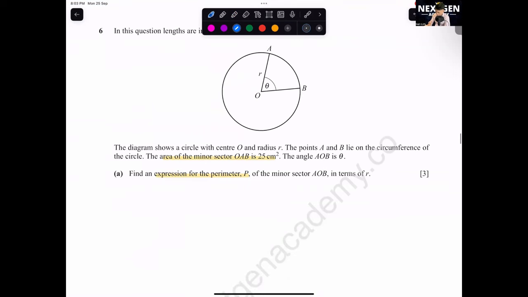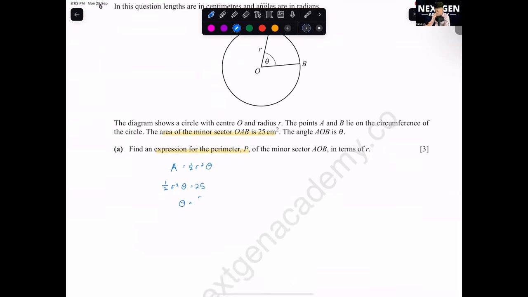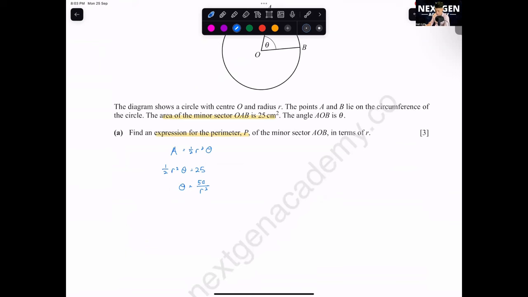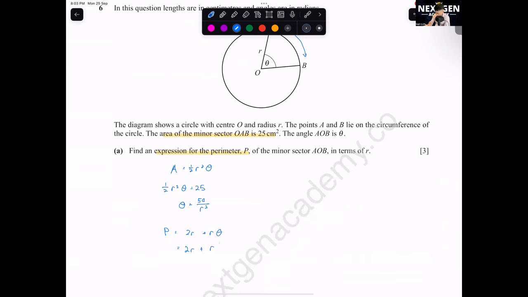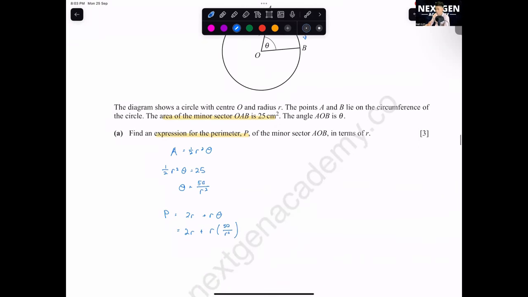Okay, what's the formula here? Area is half r squared theta. They gave us the area of the minor sector as 25, so theta is 50 over r squared. Why do you want to find this? Because when we do the perimeter, we don't want the theta. Perimeter is 2r plus r theta, where r theta is the arc. So 2r plus r times 50 over r squared. Simplify this: 2r plus 50 over r. Okay, next one.